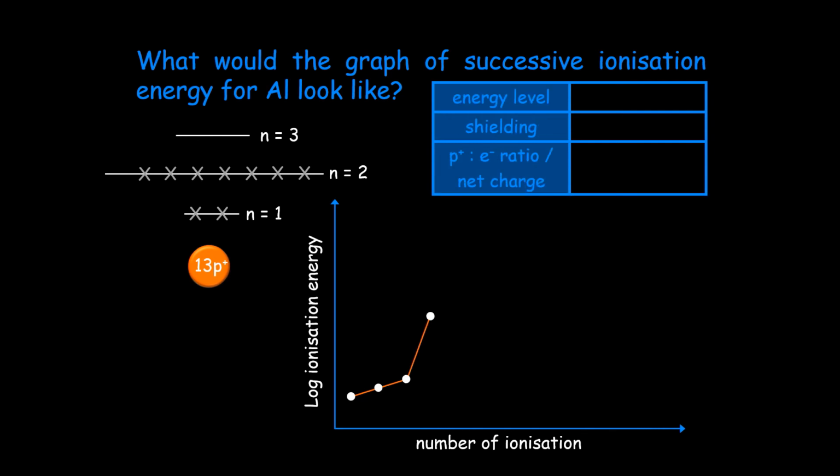Now the next electron also comes from n equals 2. The shielding is the same. Proton to electron ratio increases. So therefore the electrostatic attraction between the nucleus and the electrons increases. So more energy is required. And for the next one, it's from the same energy level, same shielding, and the ratio increases. So there's going to be a stronger electrostatic attraction, more energy. And the same thing is going to happen for each of these. A gradual increase in energy required.